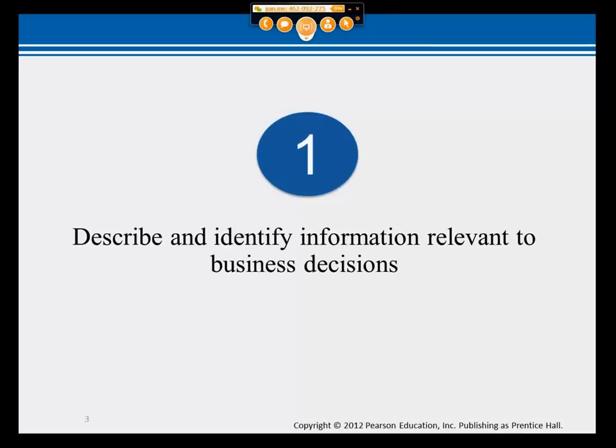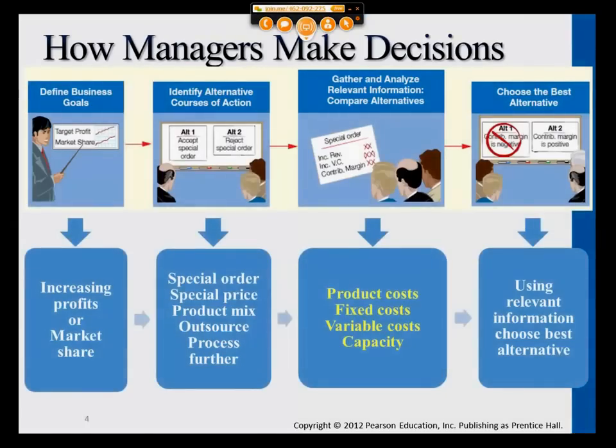All right, so let's describe and identify information relevant to business decisions. So let's look at this graph. That's going to give you a little map on how managers make decisions. As the first step, we want to define our business goals. That's our last chapter. Do you remember how we learned how to find our target break-even points? That's really right here, define business goals.